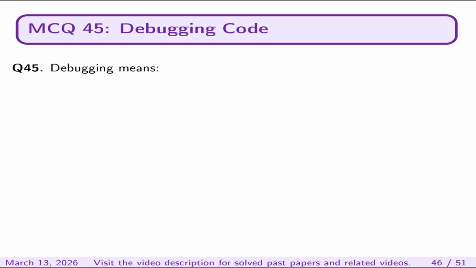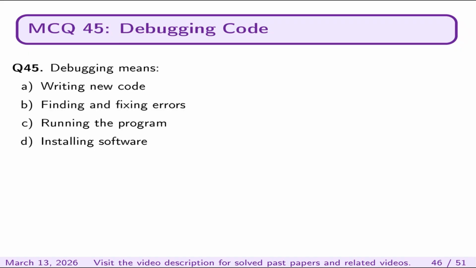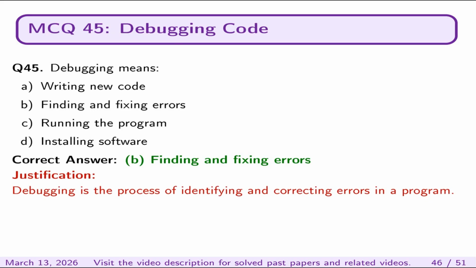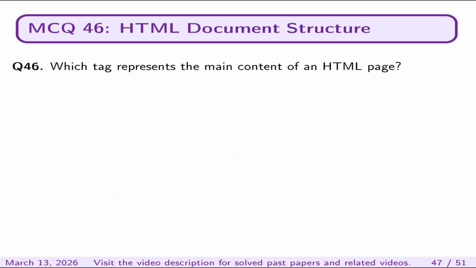Debugging means: writing new code, finding and fixing errors, running the program, installing the software? The correct option is finding and fixing errors, because debugging is the process of identifying and correcting errors in a program.